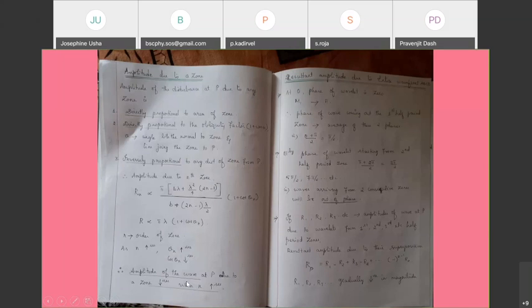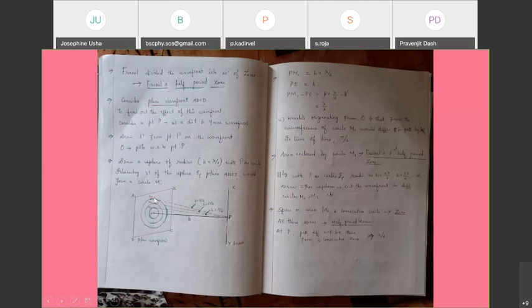So the amplitude of the wave at point P due to any zone will decrease when you increase the value of small n, that is, the order of the zone. Clear? So the next thing is the resultant amplitude due to the entire wavefront.